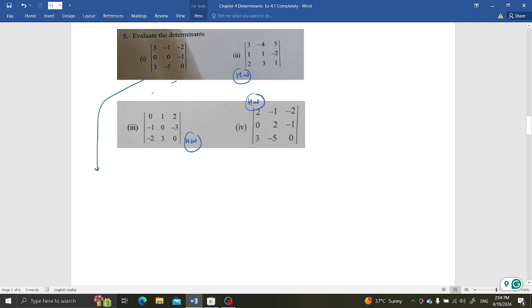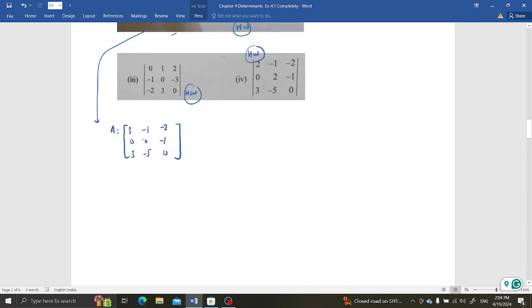First of all, you need to observe whether you have a 2 cross 2 determinant or a 3 cross 3 determinant. Then observe which row or column contains the maximum number of zeros. Here the second row contains the maximum number of zeros, so we expand this determinant along the second row. But observe the matrix this determinant came from. I'll assume it is A: 3, -1, -2, 0, 0, -1, 3, -5, 0; corresponding to this matrix the determinant came.